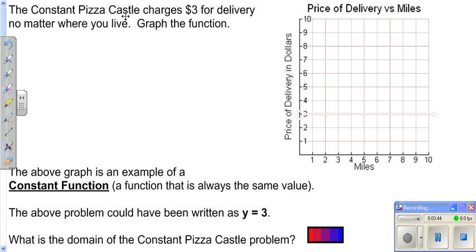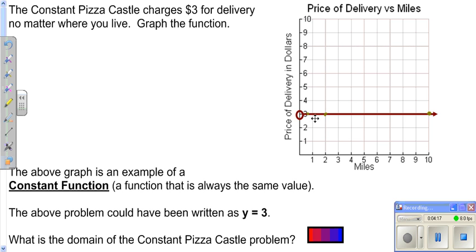Here we have Constant Pizza Castle. It charges $3 for delivery, no matter where you live. So if you live a half mile away, it's $3. If you live 2 miles away, it's $3. If you live 10 miles away, it's $3. So when you graph this, you end up getting basically just a horizontal line. But there's an open circle right here, because if they're not delivering, and that would be a distance of 0, there's no charge.